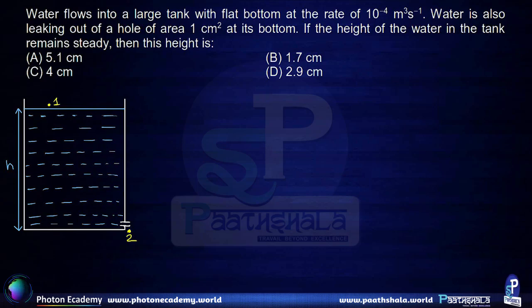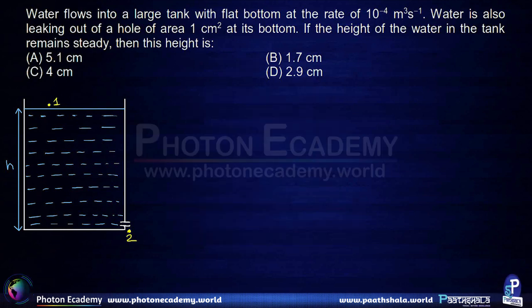Water flows into a large tank with a flat bottom at the rate of 10^-4 m³ per second. Water is also leaking out of a hole of area 1 cm² at its bottom. If the height of the water in the tank remains steady, then this height is.